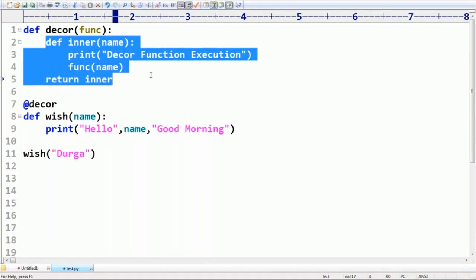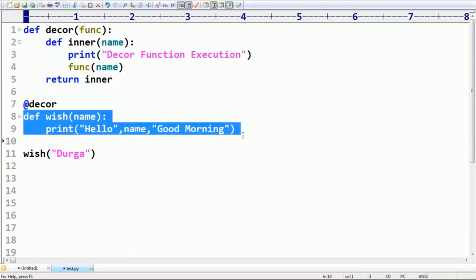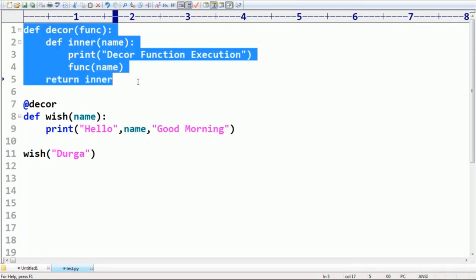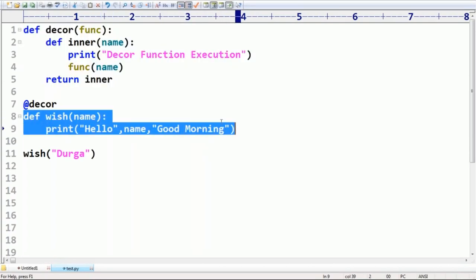Everyone can be aware? Yes. Sir, I have one small doubt. In this case, how many original functions are there? Only one function. How many decorator functions are available? Only one. Is it possible to define another decorator or not? Yes, ma'am. For the same function, is it possible to define another decorator or not?